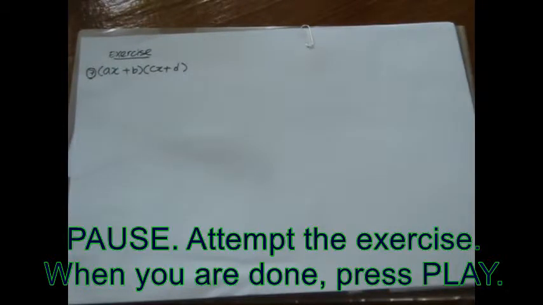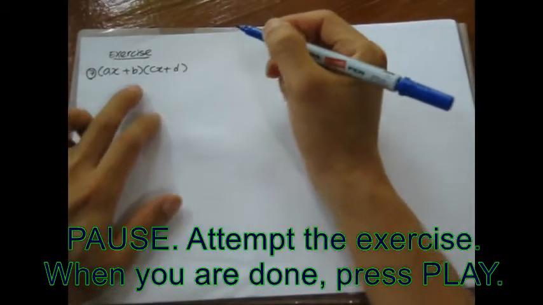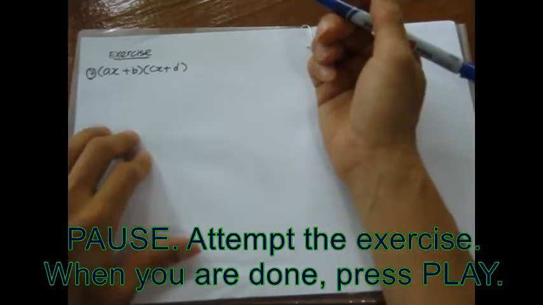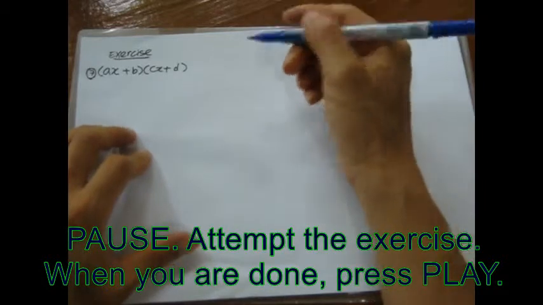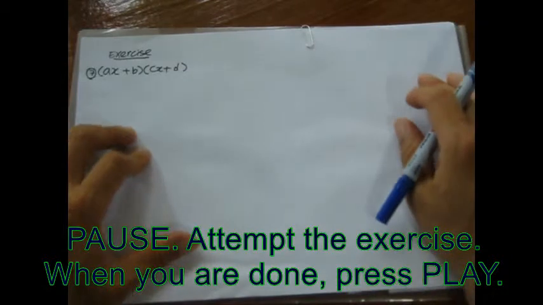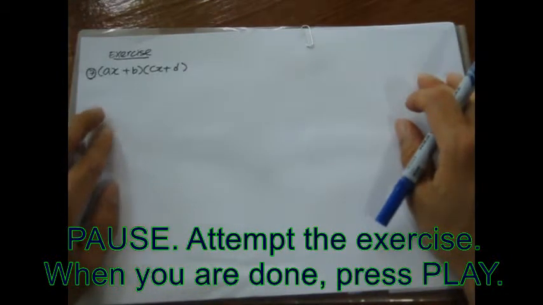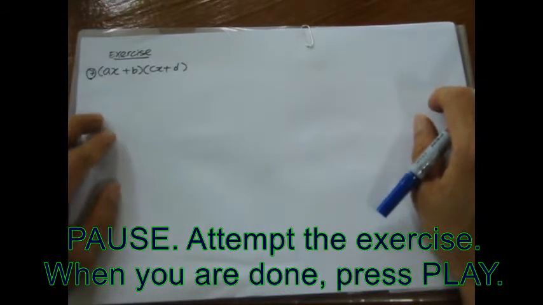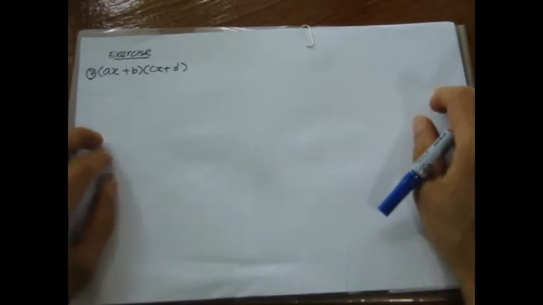Here is another exercise that you may want to try. You need to expand 2 terms, Ax plus B times Cx plus D. You can do it 2 ways. Either you do it algebraically first, or you can try to do it geometrically, drawing appropriate rectangular boxes. Pause the video, give it a try, and then once you're ready, resume the video.